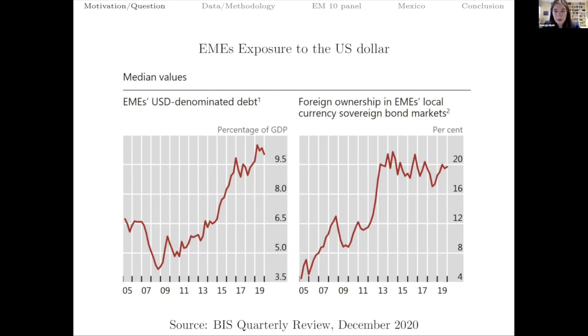What I want you to take out of the chart on the right, this is the foreign ownership in emerging markets' local currency sovereign bond markets. You see a rise in that as well. And in a capital flows framework, we typically think of this as a risk factor, increasing vulnerability to capital flight. So that's what we have in mind when we're looking at this metric.